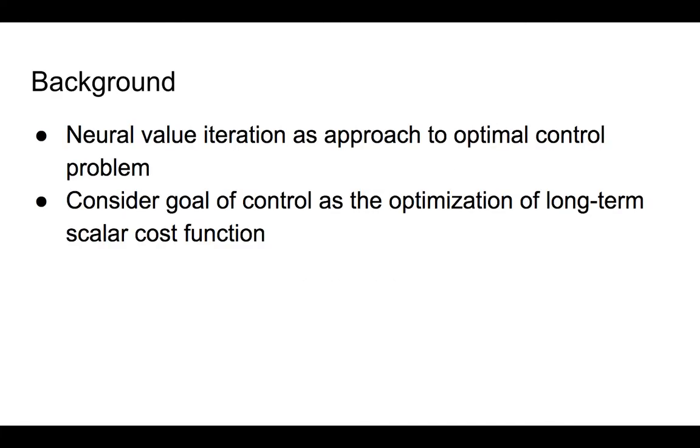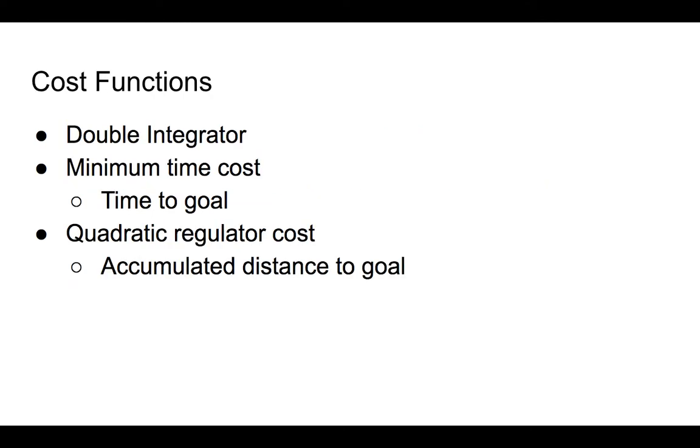In class, we discussed the optimal control problem. Neural value iteration is an approach to this problem. We'll consider the goal of control as a long-term scalar cost function that we then want to optimize.